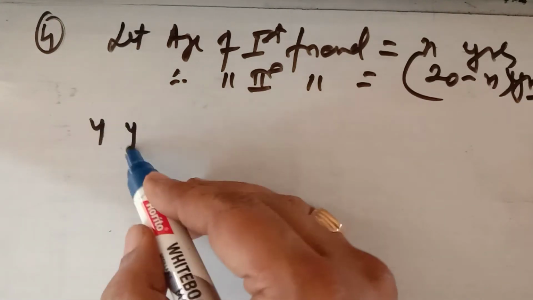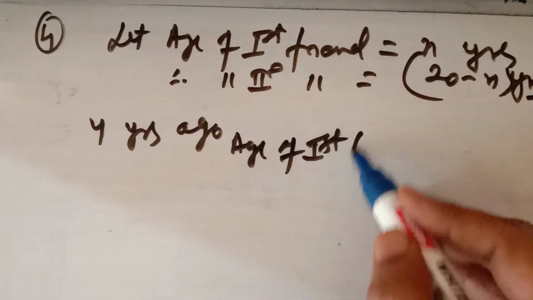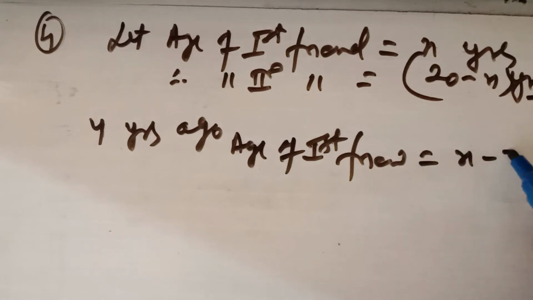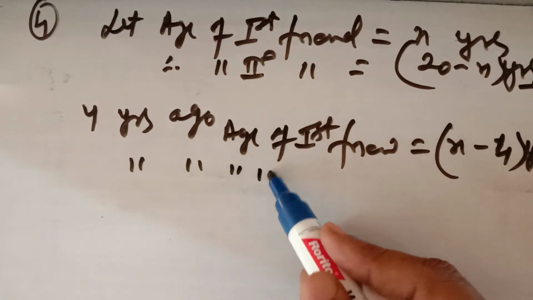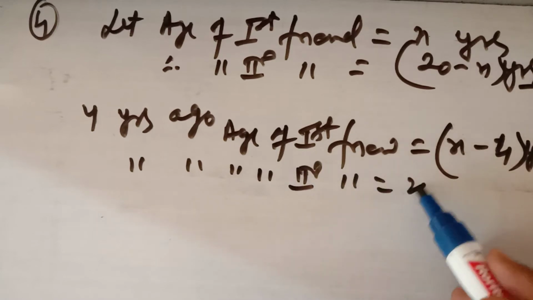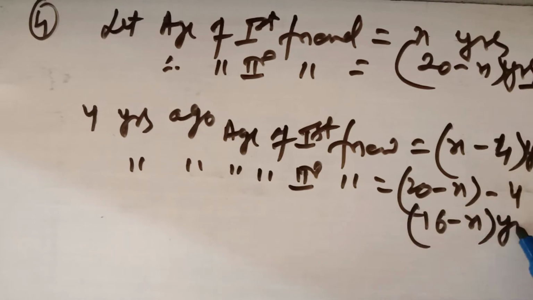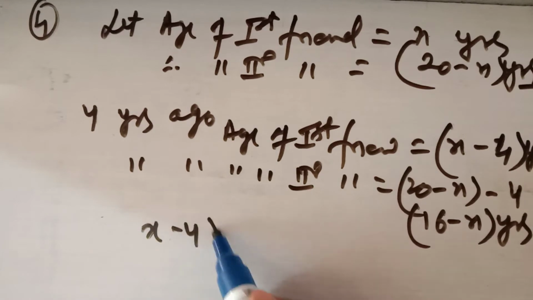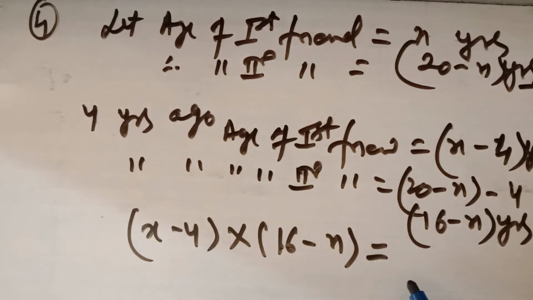4 years ago, the age of the first friend will be x minus 4 years and the age of the second friend will be 20 minus x minus 4, that is 16 minus x years. It is given that the product of their ages, that is x minus 4 into 16 minus x, is equal to 48.